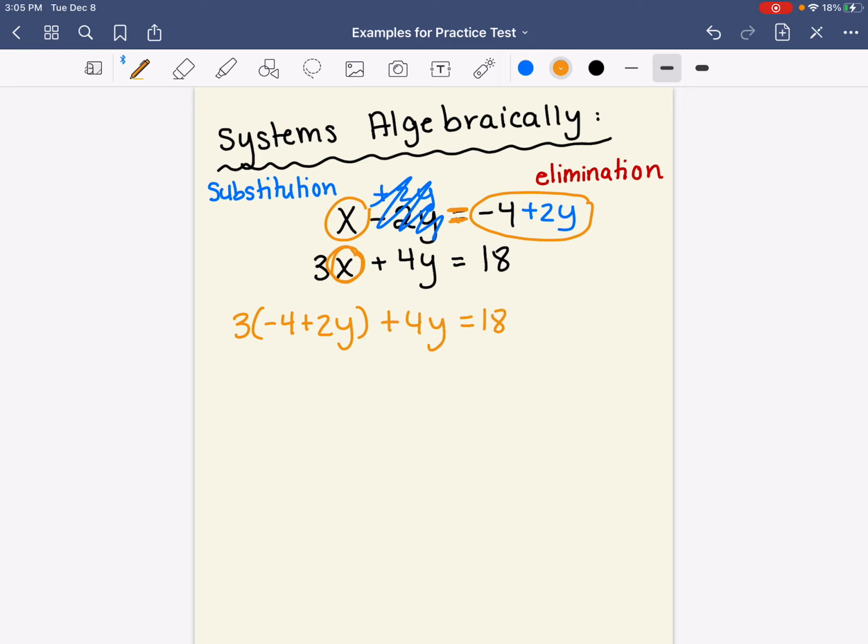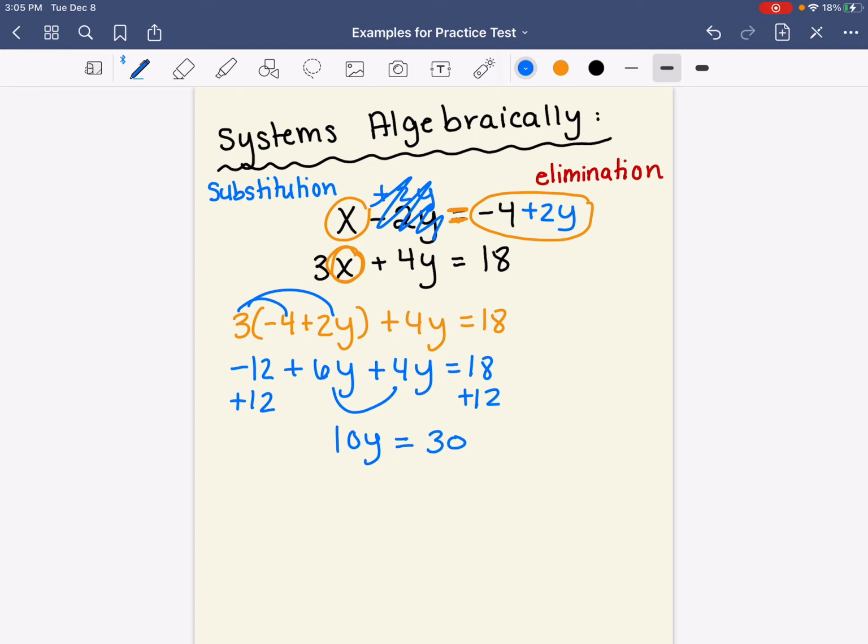I'm going to go ahead and now just solve this problem. I distribute to get -12 plus 6y plus 4y equals 18. Keep solving. I'm going to add 12 to both sides. I get 10y equals 30. Divide both sides by 10, and I get y is equal to 3.